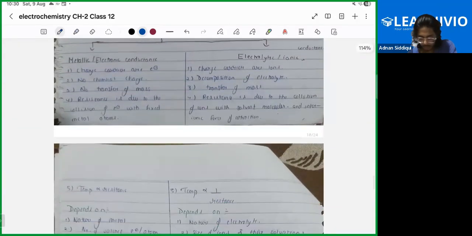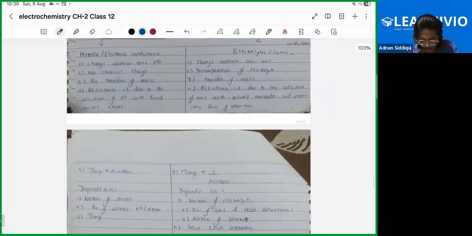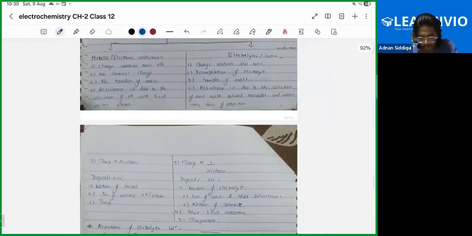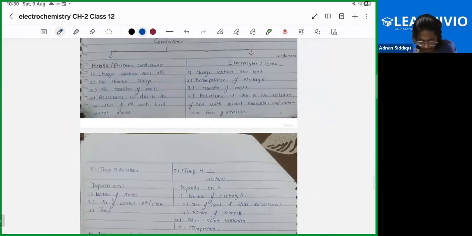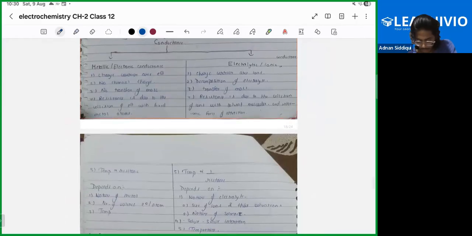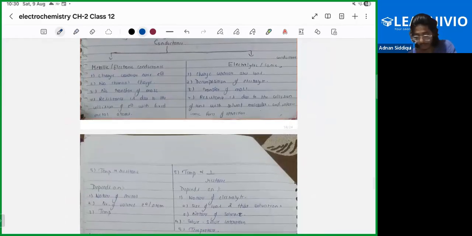Right. So I would like you to take a few minutes to read these points from start to end. Then we'll move to the next thing. How many types of conductance do we have, and what are the factors? So try to read it and let me know once you're done. Done, sir. Okay.